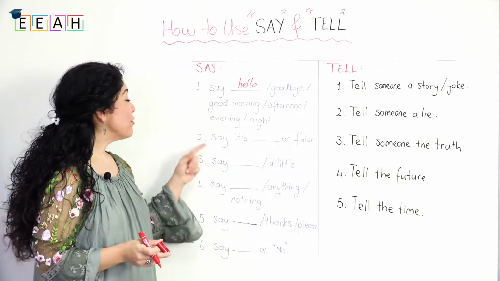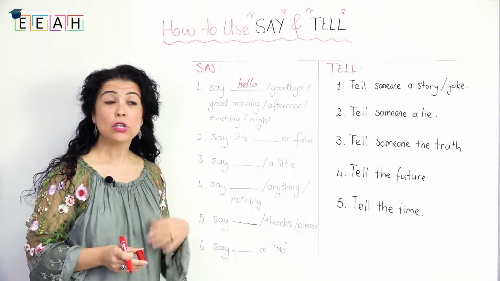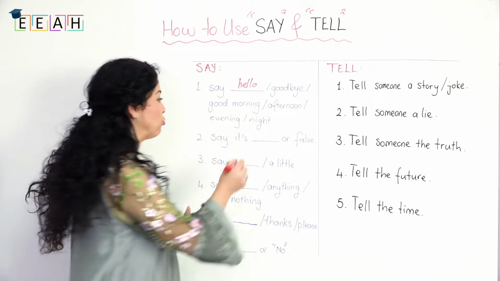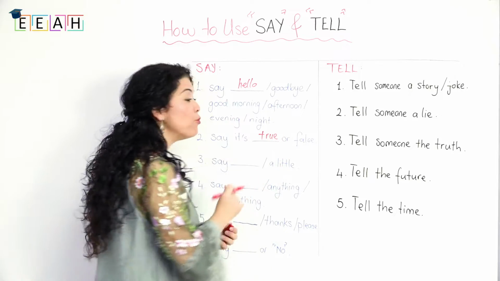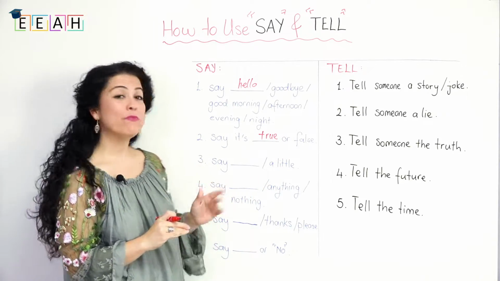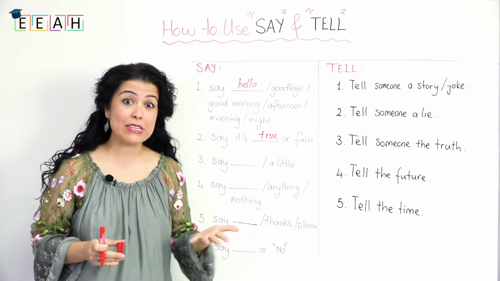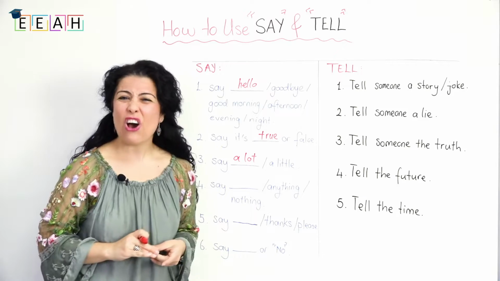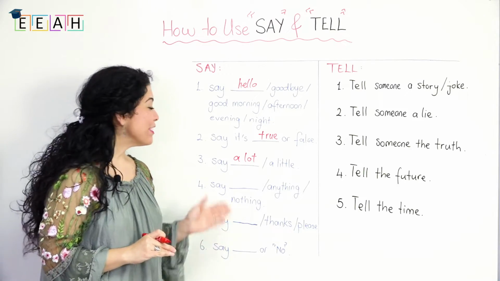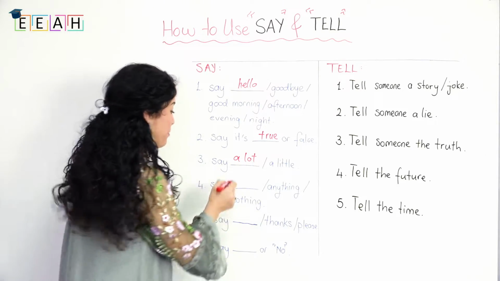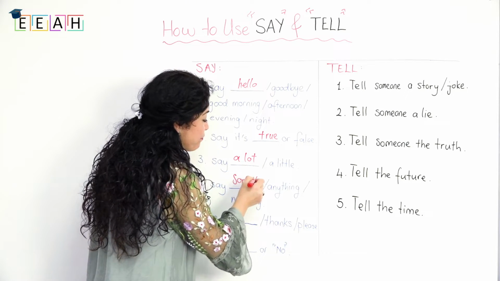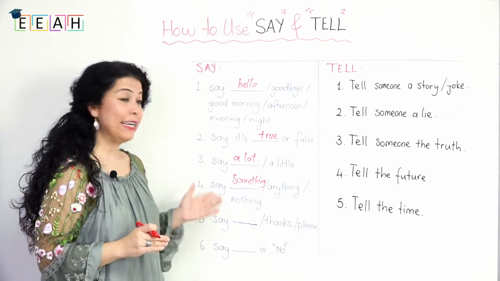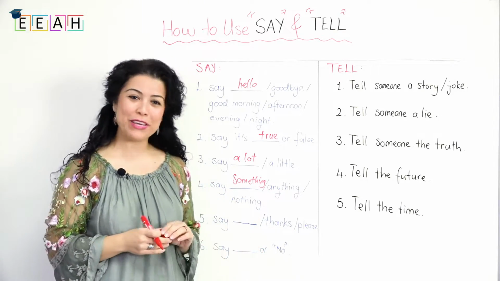Number 2, you can say something is false or true. So you say it's true or you say it's false. Number 3, you can say a little or you can say a lot. So you can say, my friend said a lot. Number 4, you can say something, yeah? Or you can say, he didn't say anything. Or he said nothing would be a good example.